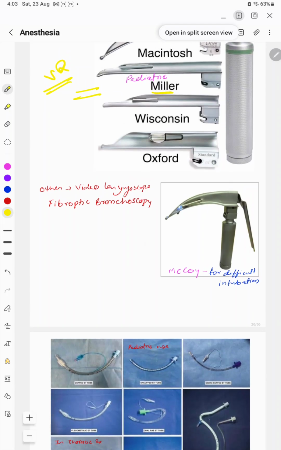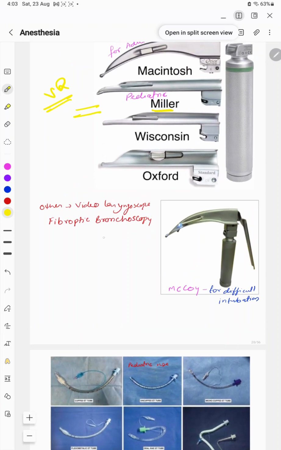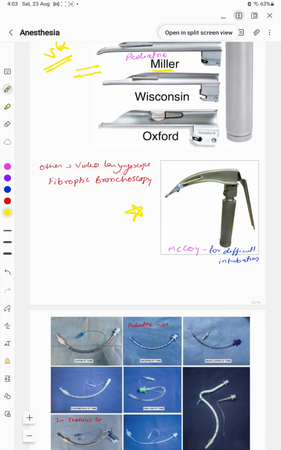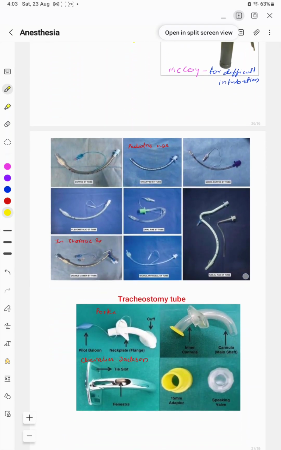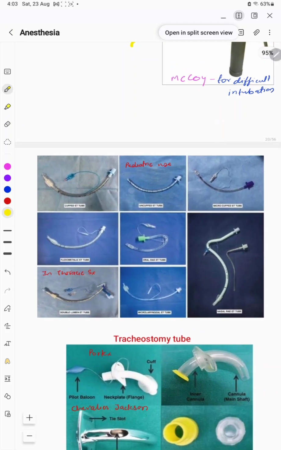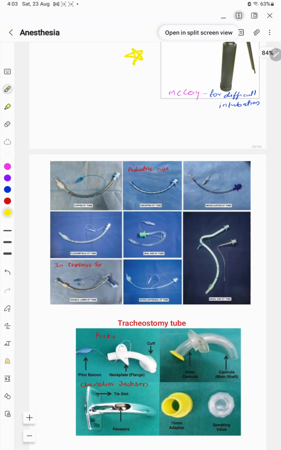Other aids for intubation are the video laryngoscope and fiber optic bronchoscopy. So these are the visual questions you need to remember. Macintosh is used for adults, Miller for pediatrics, and McCoy for difficult intubation. Now you see the different endotracheal tubes. This is a cuffed tube and this is an uncuffed tube. The uncuffed tube we use in children, and the cuffed tube in adults. Why do we use a cuff? To prevent aspiration.